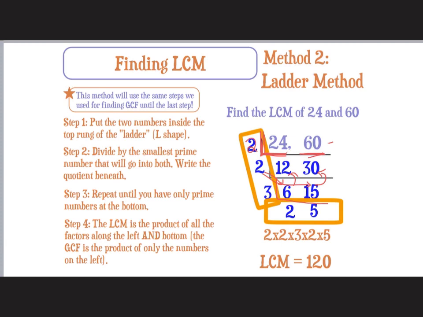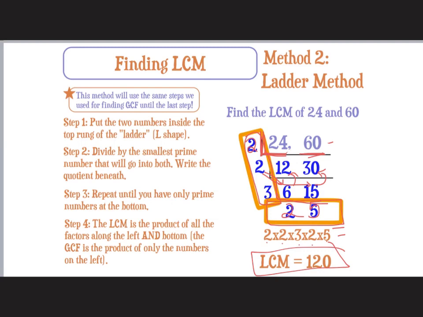So what are we going to do? How are we going to get those smaller? What number goes into 6 and 15? Obviously, it's 3. So 6 divided by 3 is 2, and 15 divided by 3 is 5. So if you put a box around that side and a box around that, 2 times 2 times 3 times 2 times 5, that LCM equals 120. So the least common multiple of 24 and 60 is 120.